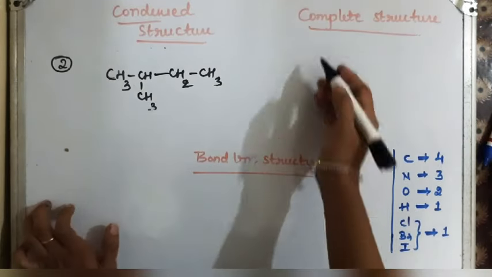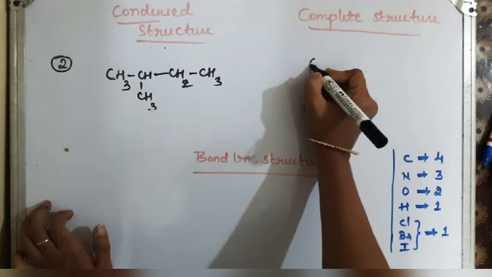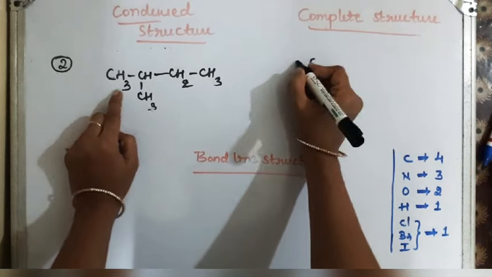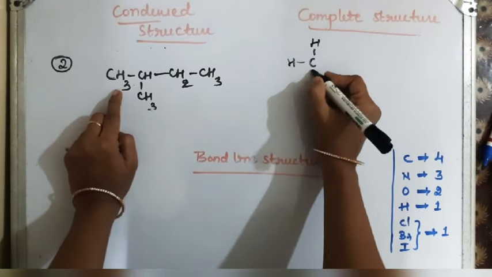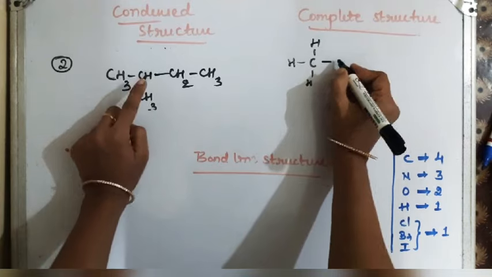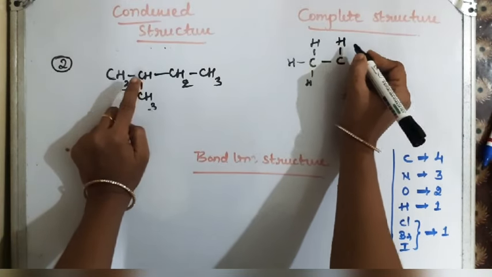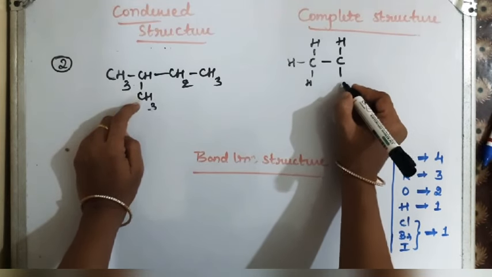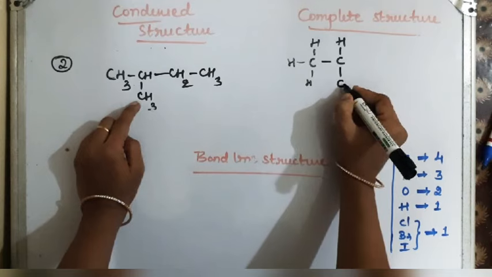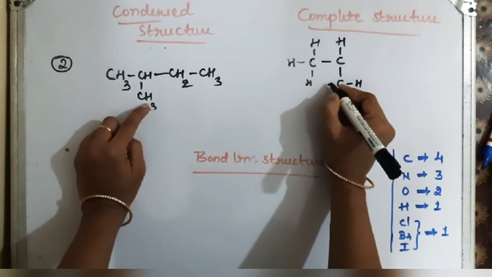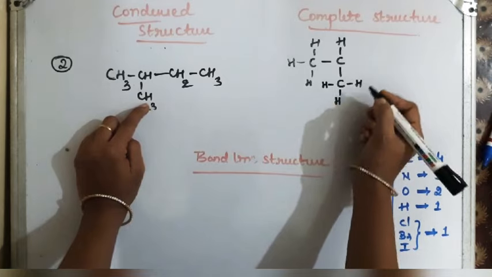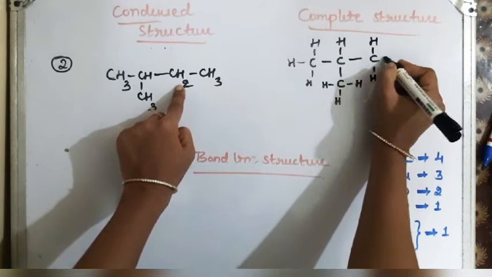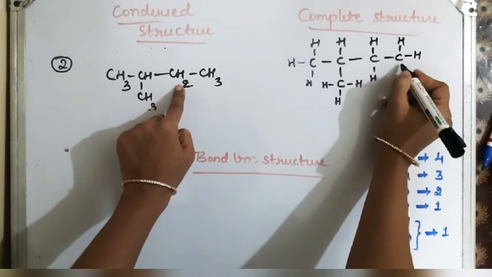To write the complete structure, what do we have to do? Again you have to write all the hydrogens and all the bonds. So this carbon has 3 hydrogens, so first you have to write the 3 hydrogens. Then the carbon is connected with 1 hydrogen; that bond is not drawn, so draw that bond. Then it is connected to CH3. So this carbon is connected to carbon. This carbon has 3 hydrogen atoms, so I'll write 3 hydrogens here. Then a carbon connected to 2 hydrogens, and again a carbon connected with 3 hydrogens.